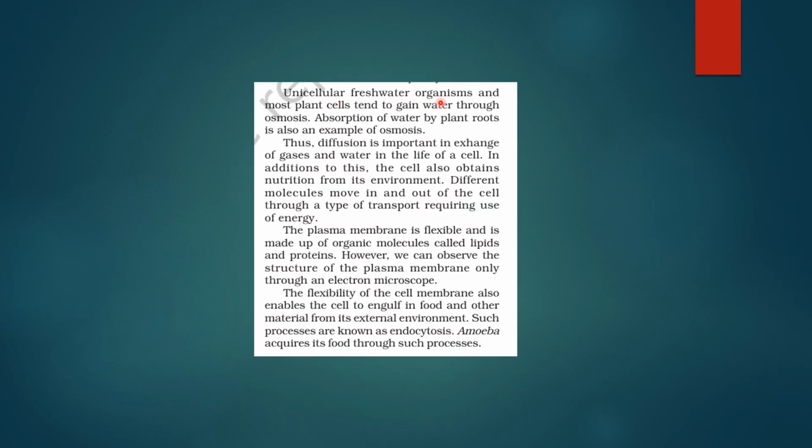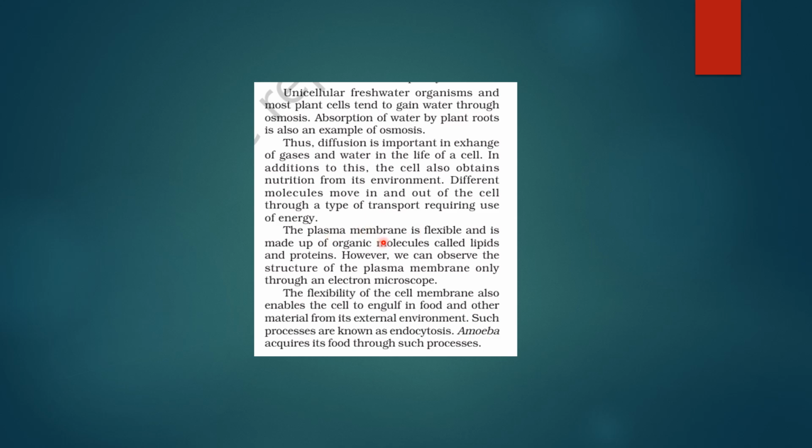See, unicellular fresh water organisms and most plant cells tend to gain water through osmosis. And absorption of water by plant roots is also an example of osmosis. So diffusion is important in exchange of gases and water in the life of a cell. In addition to this, the cell also obtains nutrition from its environment. So different molecules move in and out of the cell through a type of transport requiring use of energy.